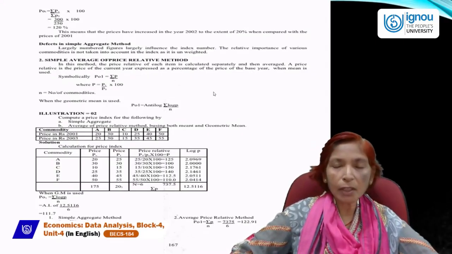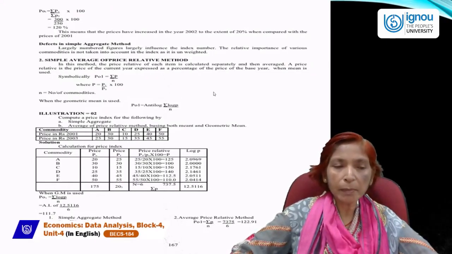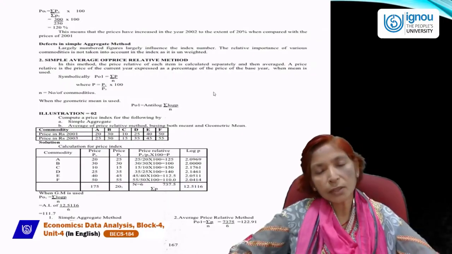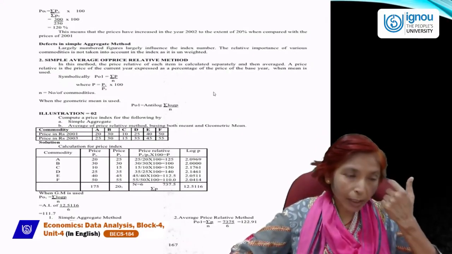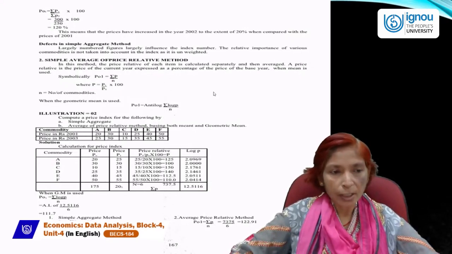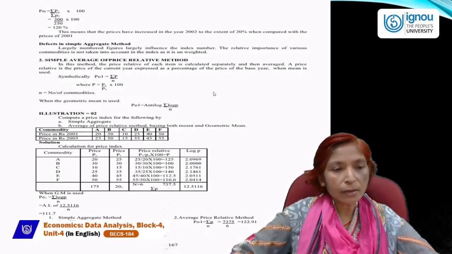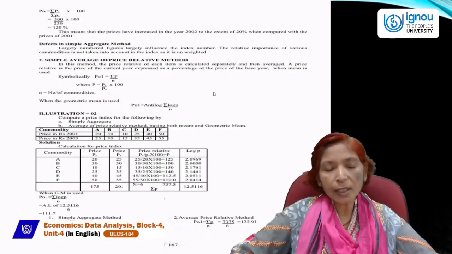And if price is given for 2001 and 2003, then the 2001 price will be the base year price, and the 2003 price will be the current year price. So the 2001 prices given are 20, 30, 10, 25, 40, 50, and the prices in 2003 are 25, 30, 15, 35, 45, 55. First of all, we will calculate price relative.